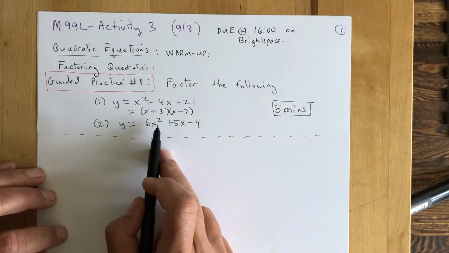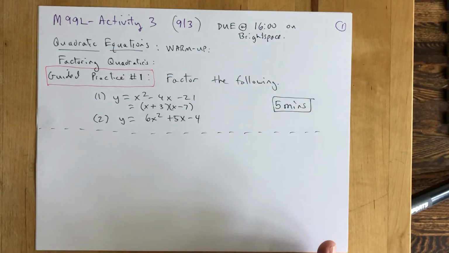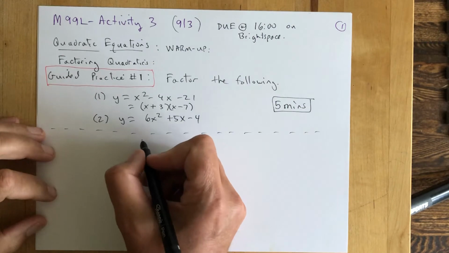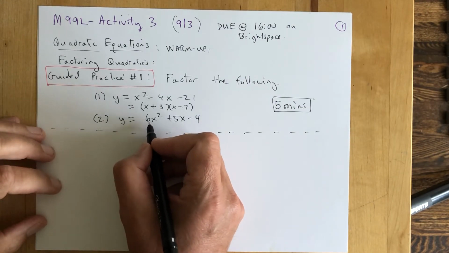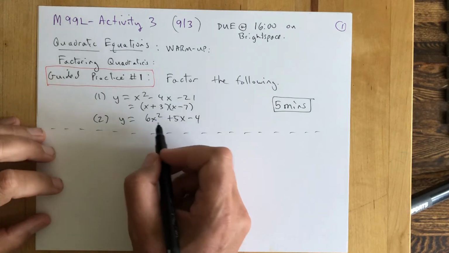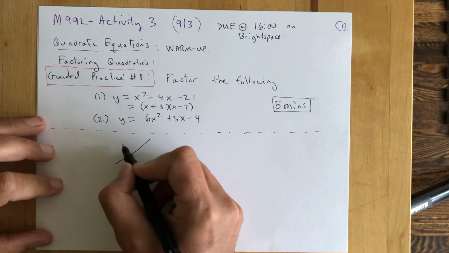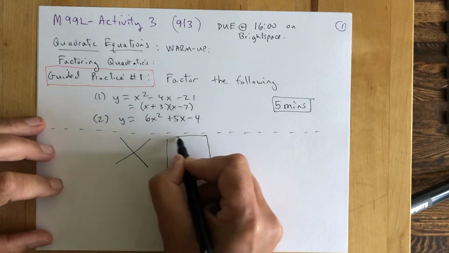This guy isn't so easy, and I don't know if you've seen this before. I've shown it to students in the past, and they either love it or they absolutely hate it. So that's your call. Whenever this first number here isn't a 1, which we call monic, not important, then there's a little bit more work you have to do. So I use this thing I learned years and years ago called the X box.